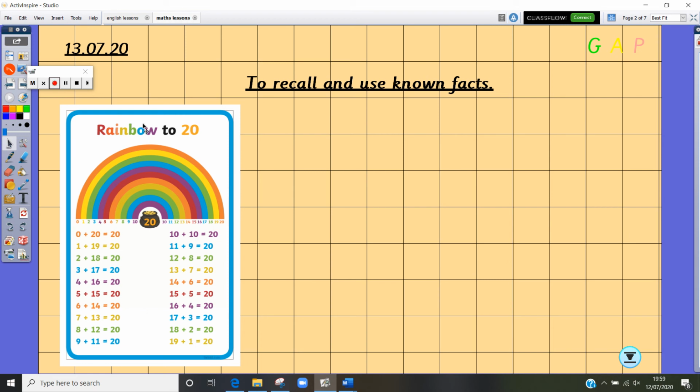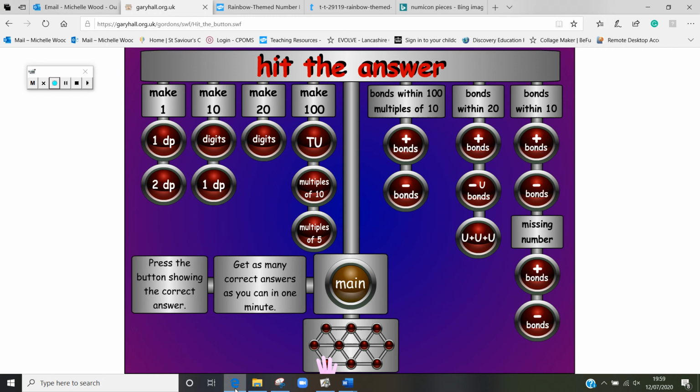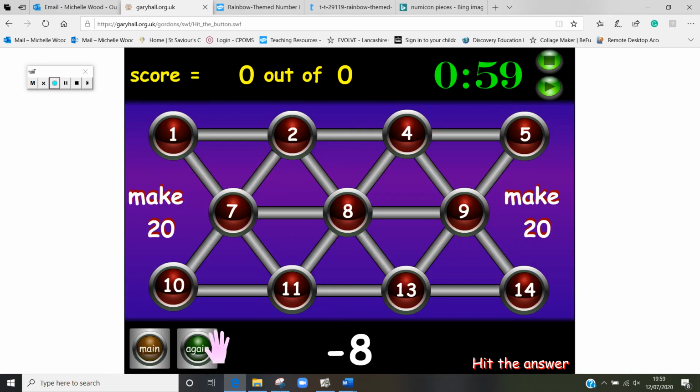Then once you've had a go at practicing them, head back to that link and click on the make 20 digits. And again, it's exactly the same. So you're given a number and you add to it. So 11 add something equals 20. So I'm going to choose 9, and you continue your game and so on. Okay, see if you can beat my score of 7.